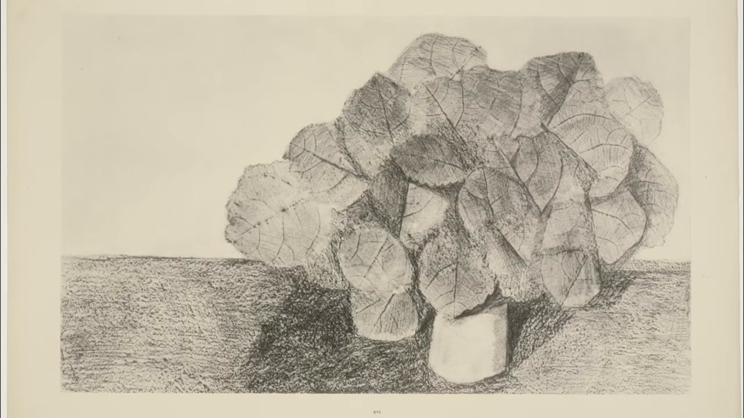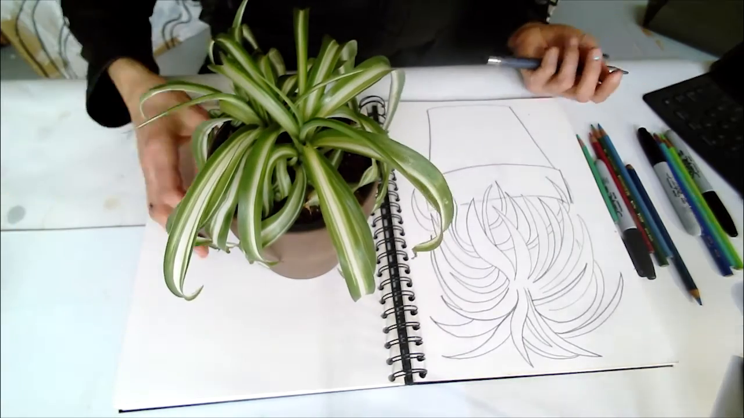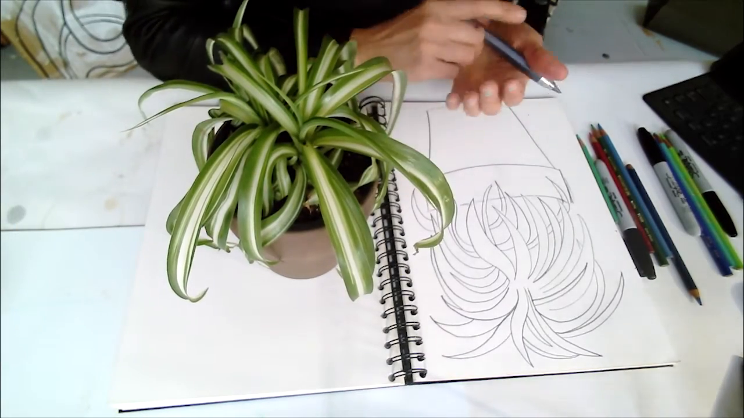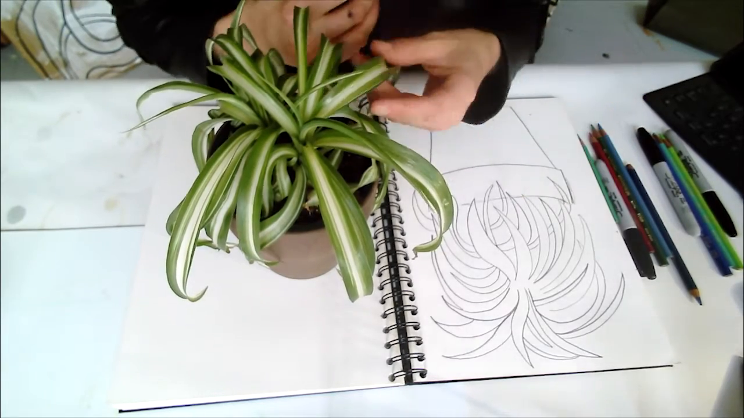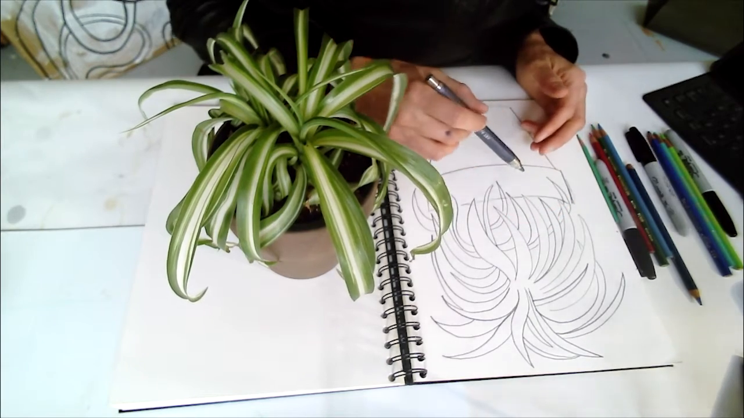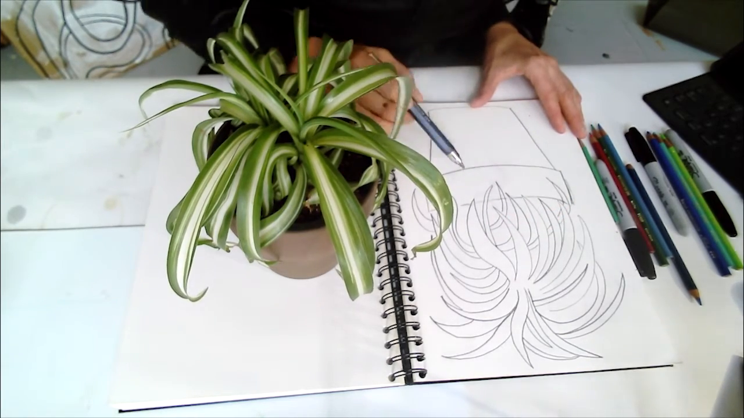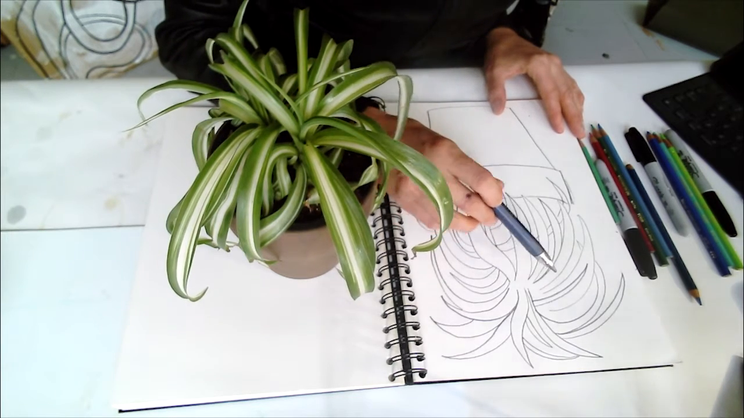So let's do the same thing on our sheet of paper. Let's get started again. Okay, so here's our contour drawing, which is an outline of our plant. And we noticed by observing that the leaves overlap, are curly, that the flower pot is rounded. We noticed how it's just an outline.